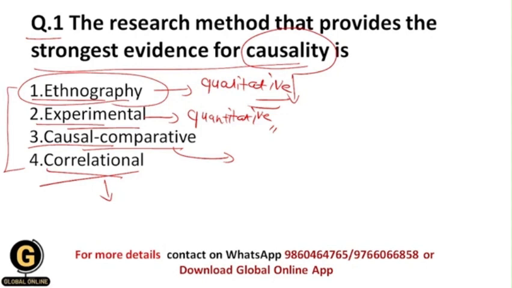Okay, and that's why the correct answer for this question is the second, that is, experimental research method. And that's why, students, in an experimental study the researcher manipulates the independent variable and controls for all other variables that could influence the outcome, and it allows for the establishment of a cause and effect relationship between independent and dependent variables. So because of all these characteristic features of the experimental research method, it provides us the strongest evidence for causality.